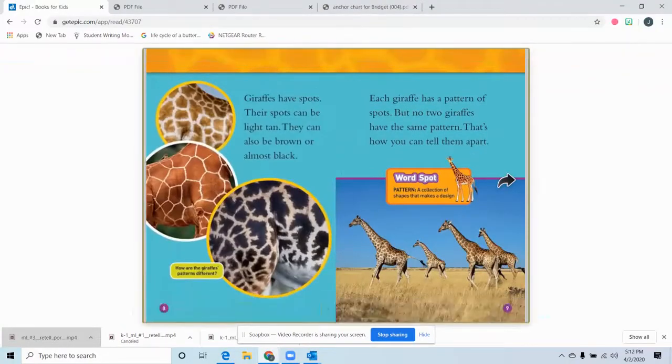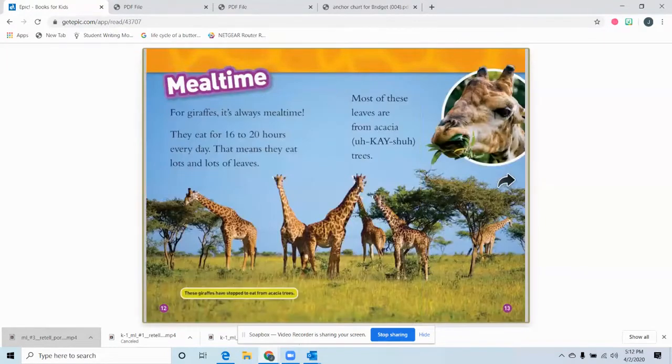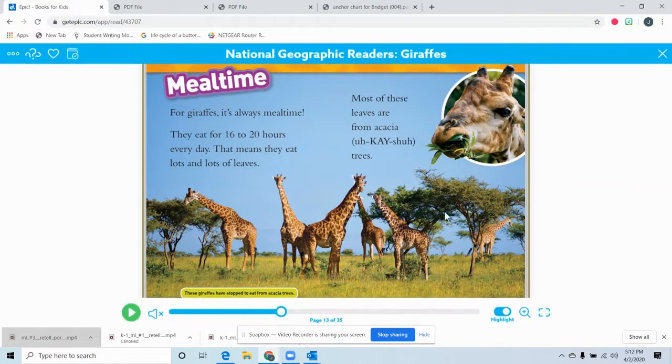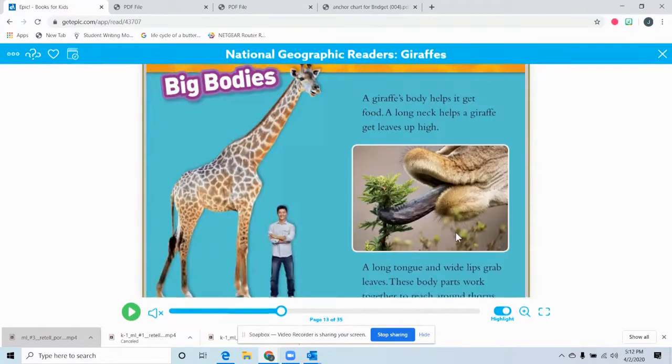Okay, so the next section that we're going to look at is mealtime. So let me skip to mealtime. Here we go. So it says for giraffes, it's always mealtime. They eat for 16 to 20 hours every day. That means they eat lots and lots of leaves. Most of these leaves are from acacia trees. The giraffes have stopped to eat from acacia trees.